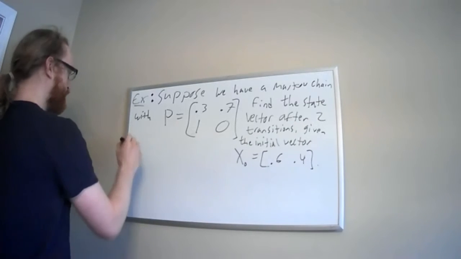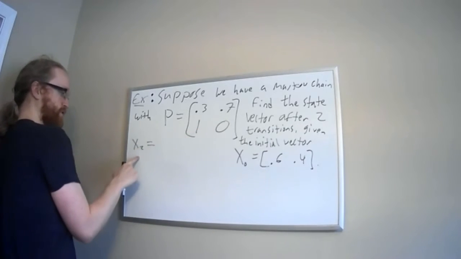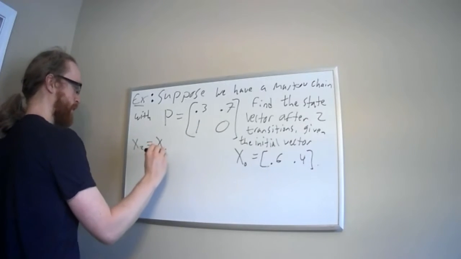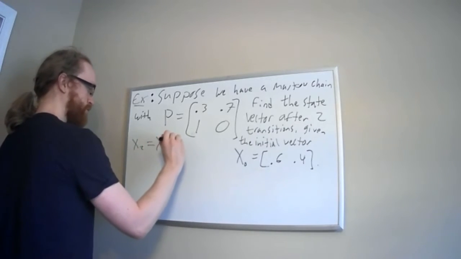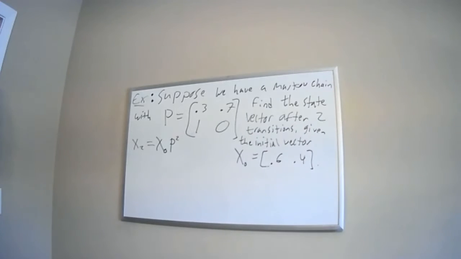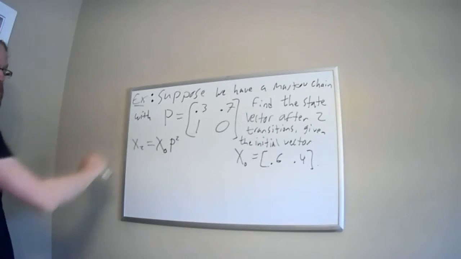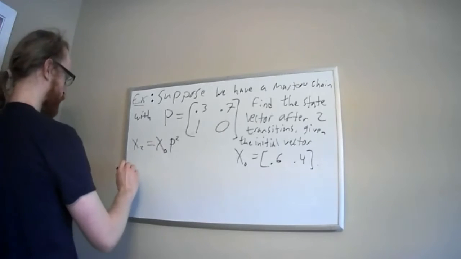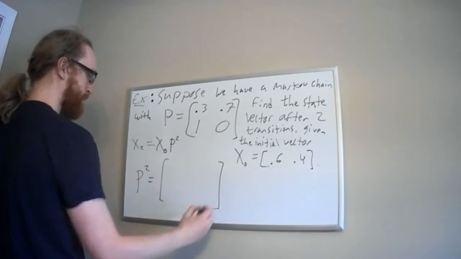So again, all I really need to do is note that x2, the state vector after 2 transitions, can be found by multiplying my initial vector, x0, with the square of the transition matrix, p squared. So I need to do this computation. First, I need to find p squared. So again, I'm multiplying a matrix by itself.